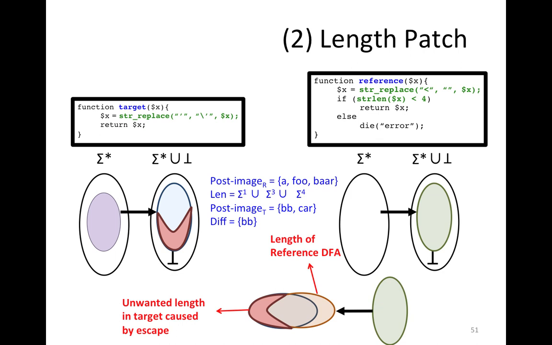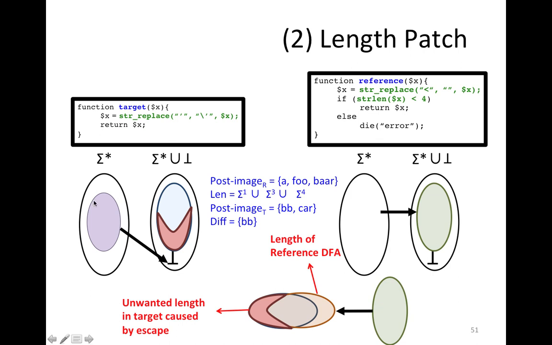And this automata, for this example, the length patch automata is complex, so I'm not going to show it here in this example. So we are going to block this automata. So what we are doing is that we are blocking the strings that result in a length difference after we do the validation patch.